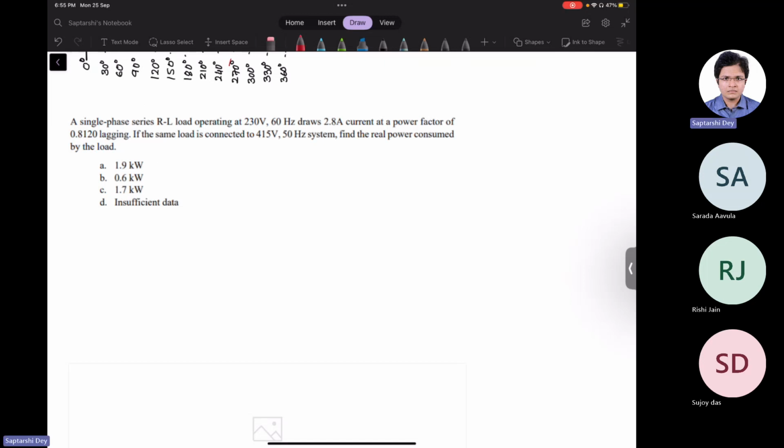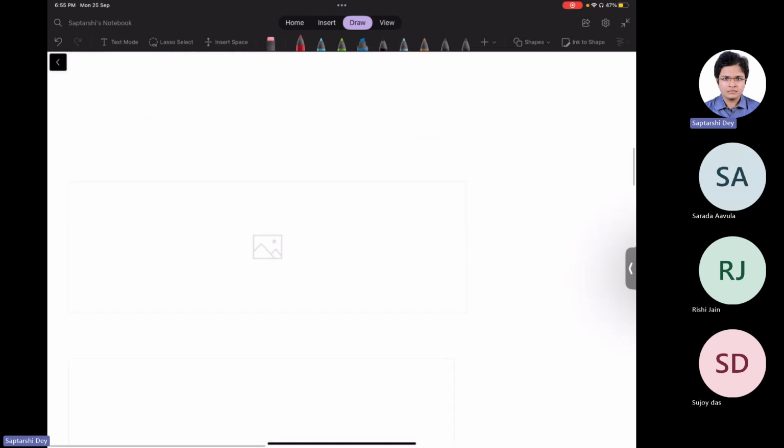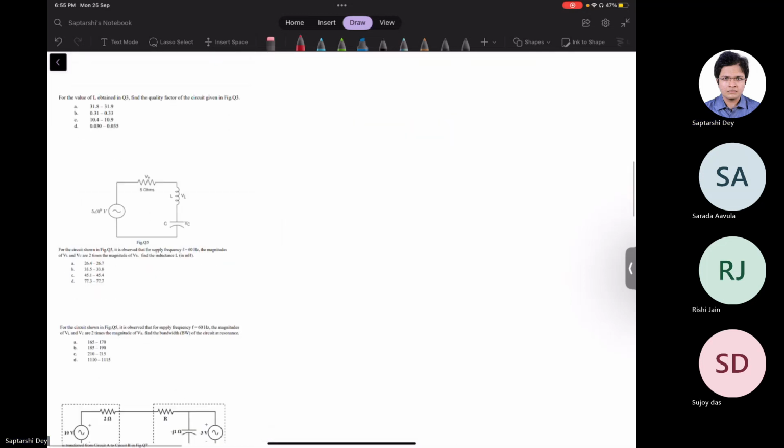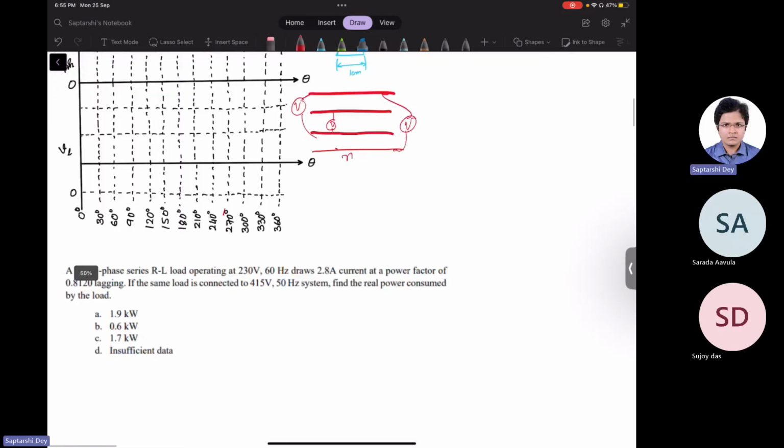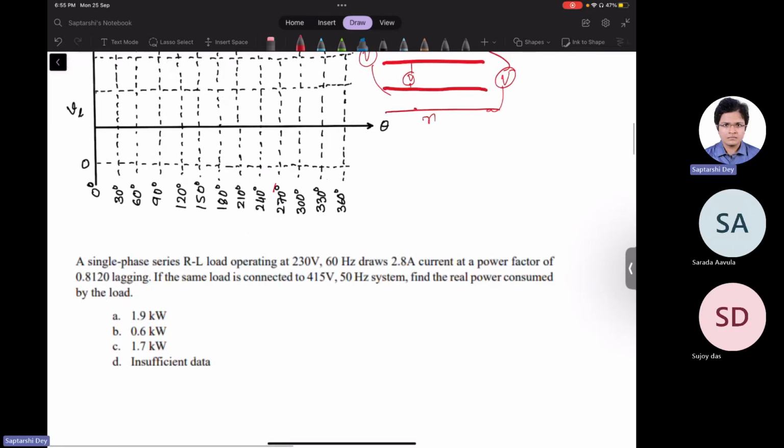A single phase series RL load. It's a single phase question. Okay. Single phase series RL load operating at 230 volt 60 Hz draws 2.8 ampere current at power factor of 0.8120 lagging. Okay, so RL load 230 volt 60 Hz, 2.8 ampere current it draws at power factor of 0.8120 lagging. If the same load is connected to 415 volt 50 Hz system, find the real power consumed by the load.